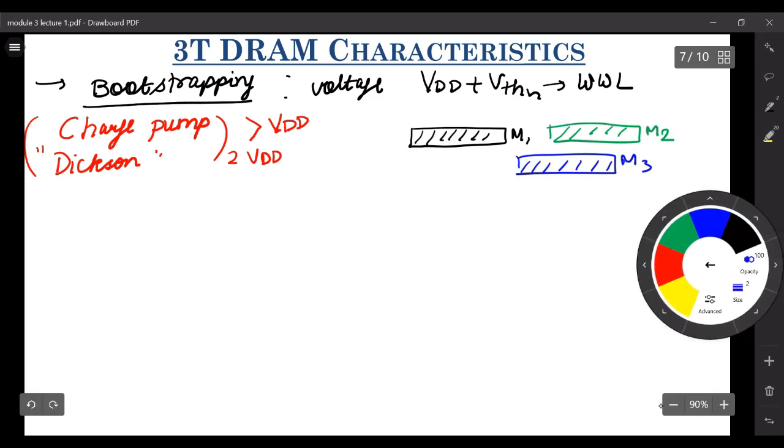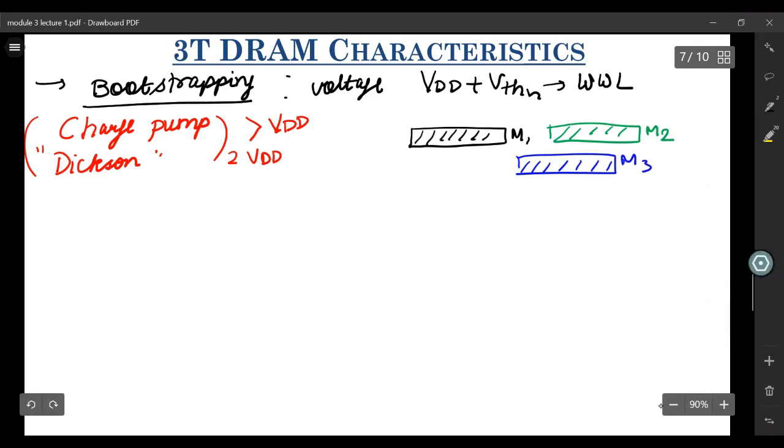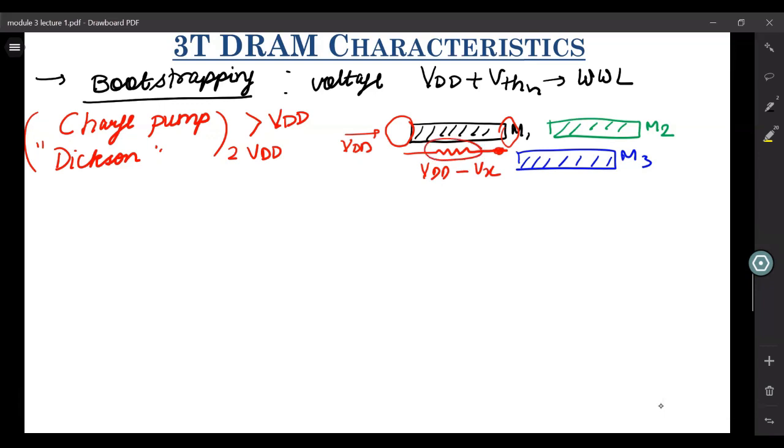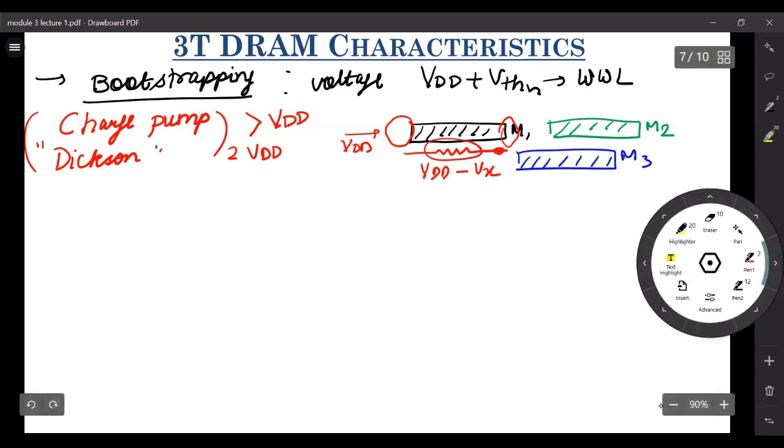Now, let us say I have two devices at the bottom, which are connected by this M1. If I apply a VDD to this device, what reaches the second device is affected by the line resistance of this M1, across which there will be some voltage drop. So what reaches over here is VDD minus, let's say, Vx, where Vx is the drop across this line resistance of M1.